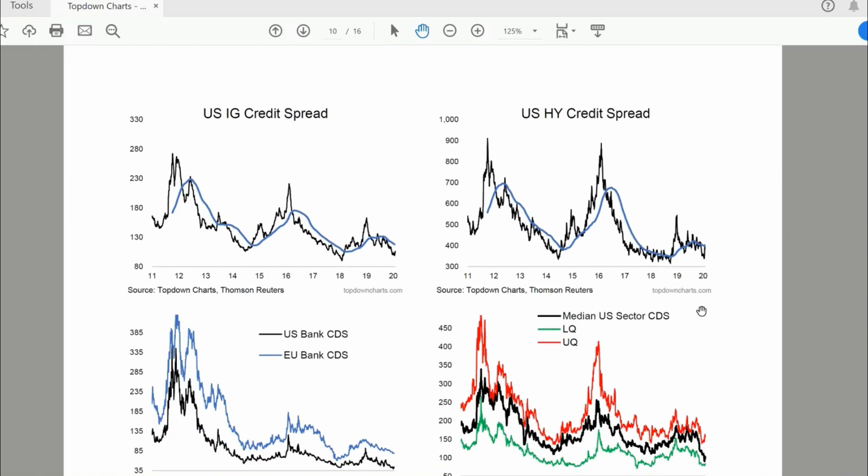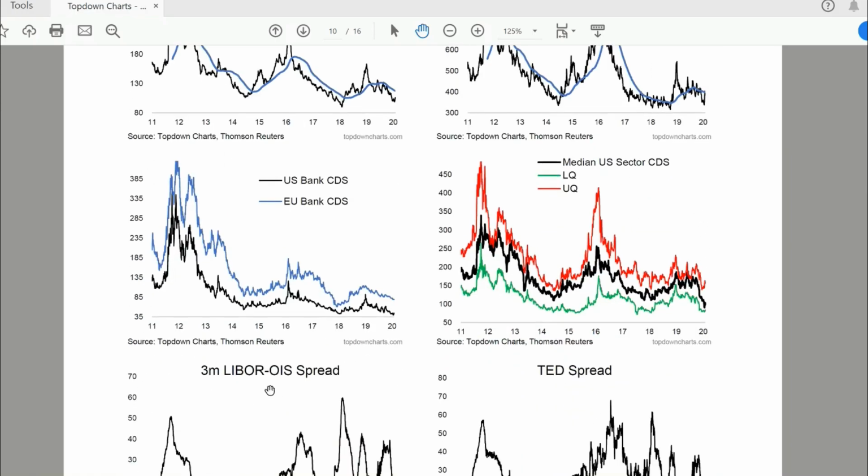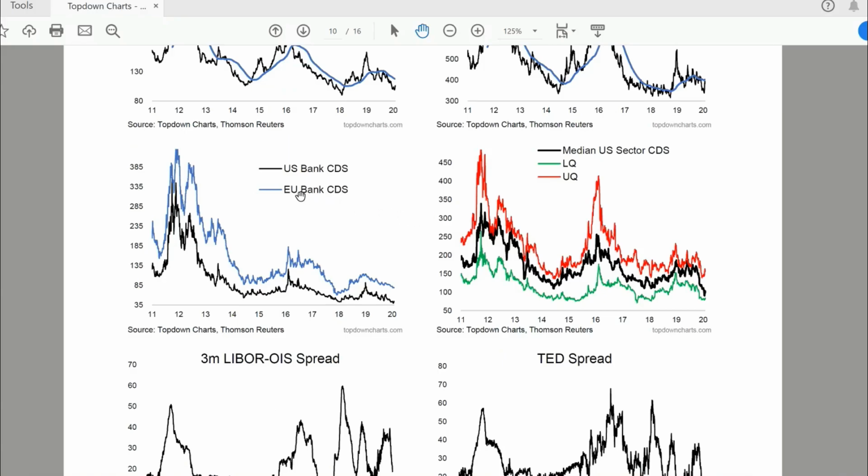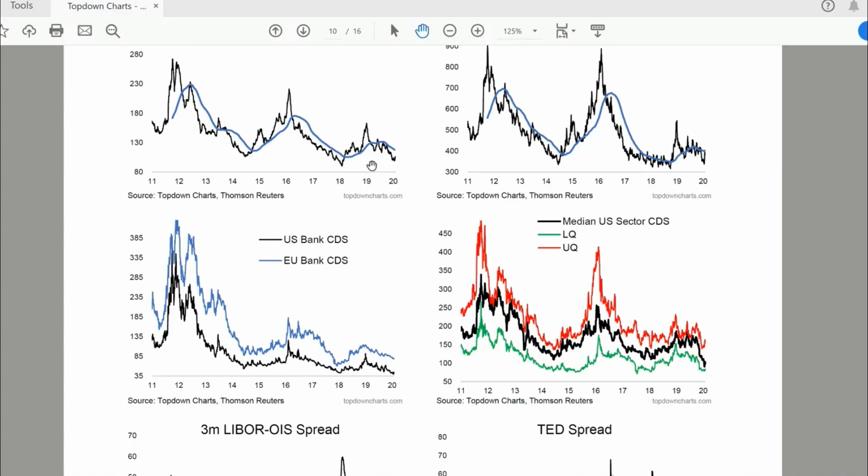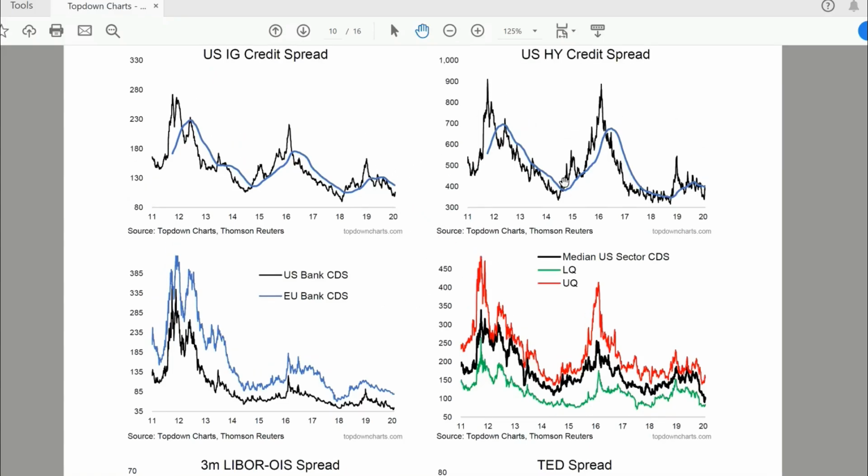Then into credit, so IG credit, investment grade, high yield credit, or junk bonds as they are sometimes called. So 5-year CDS here, so the median 5-year CDS for US banks, and European banks. This was a popular area to worry about in recent years, but not much going on there at the moment. Corporate CDS there, so this is the median across the various US industry sectors, and as you can see, across all of them, US credit risk pricing had actually come in very significantly.